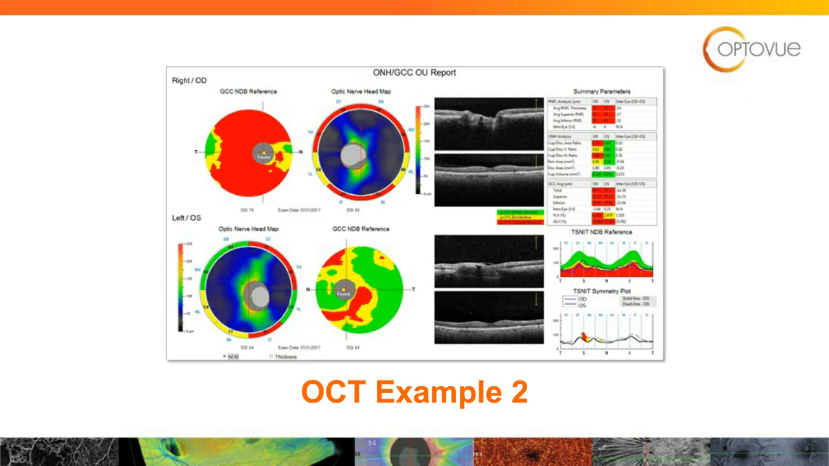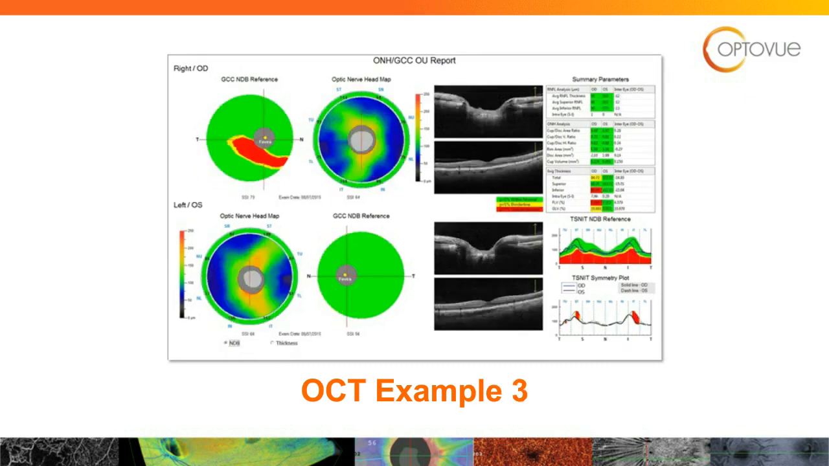And on the bottom part of the scan, the nerve fiber layer on the bottom left is reduced. It's really thinned, and the ganglion cell complex middle center is reduced as well. So this would be an example of a patient with glaucoma in both eyes with a significantly reduced OCT.